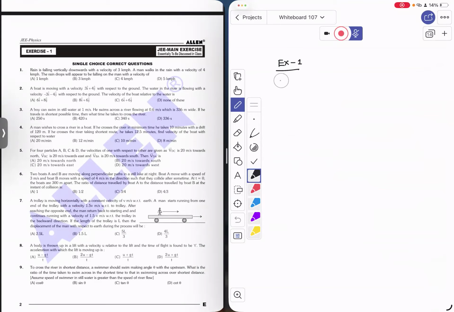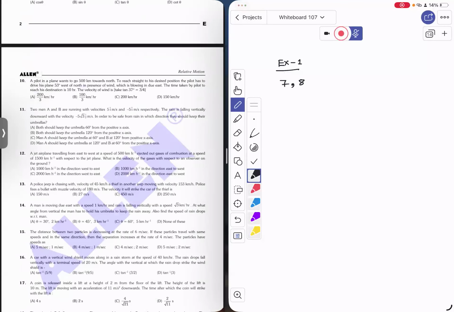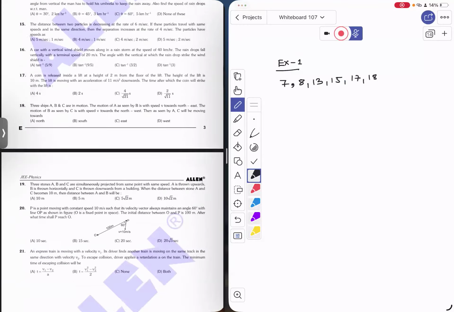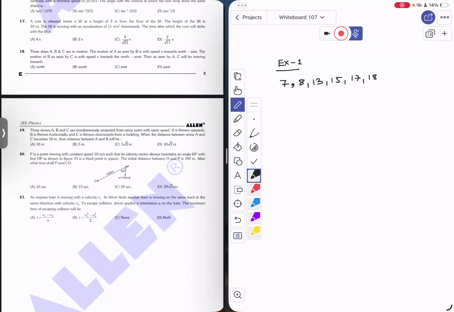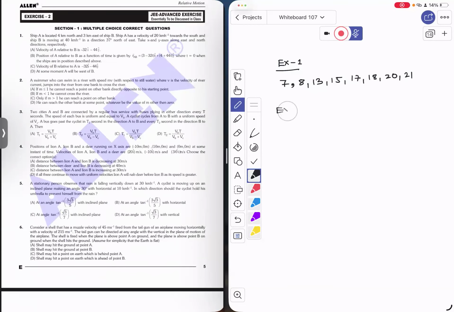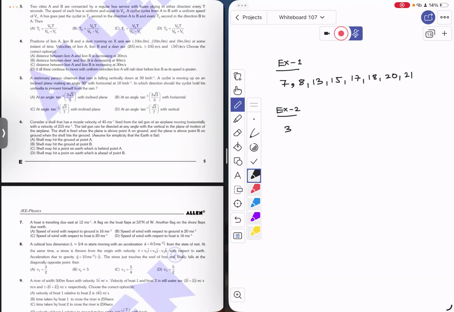Question number 7, question number 8, question number 13, question number 15, question number 17, question number 18, question number 20, 21. Exercise 2, question number 3. Don't waste more time on 3, but try once, okay? Then question number 8.